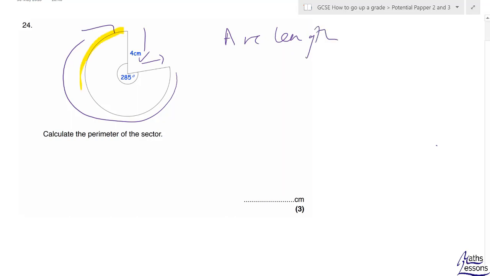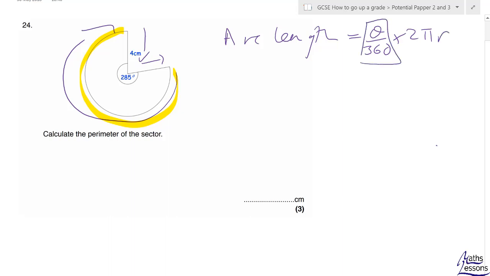Right, next question. We've got calculate the perimeter of the sector. So we've got a sector. We want to find the perimeter. So we need all these lengths, and the arc length, which is the curved bits round the outside. So the arc length is this bit here. It is given by theta over 360 times 2 pi r, or pi d, doesn't really matter.